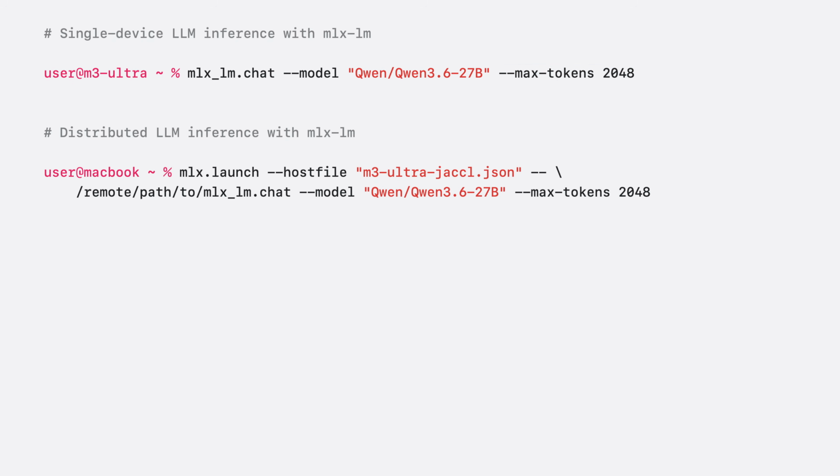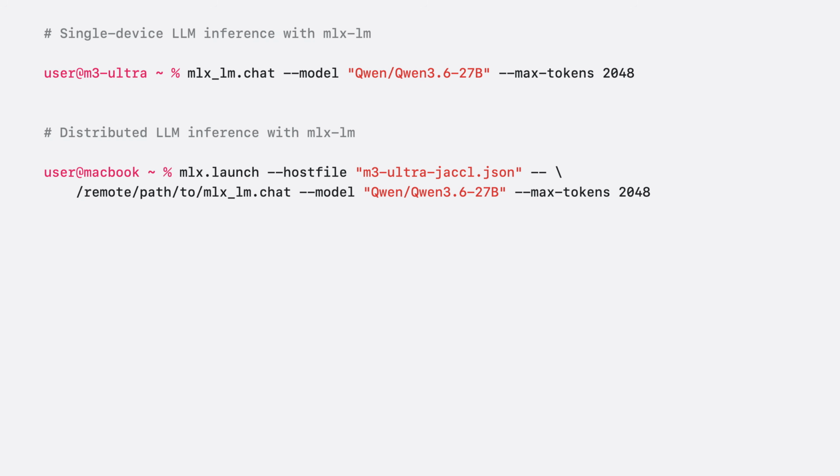To chat with the same model on the cluster via command line interface, we wrap the command with MLX launch. On our MacBook, in the terminal we run MLX launch with the host file pointing to our cluster configuration. After the double dash, we pass the exact same MLX LM chat command, but using the remote path to the executable on each node. The command is almost identical. MLX LM shards the model and coordinates the distributed inference for you.